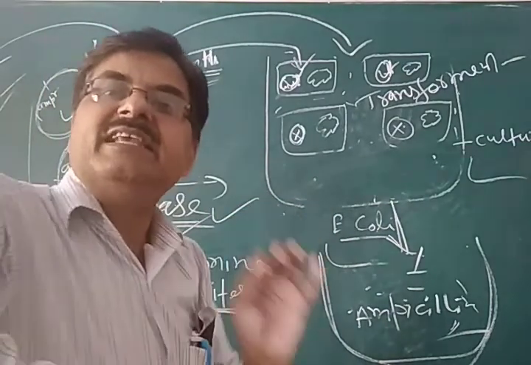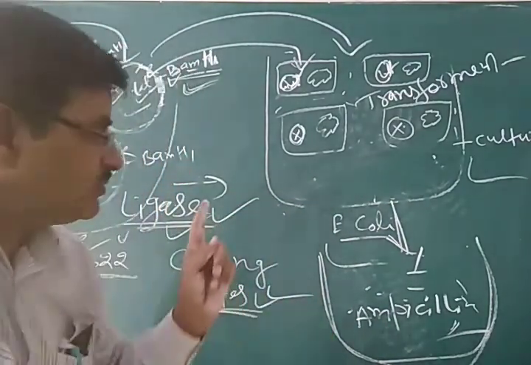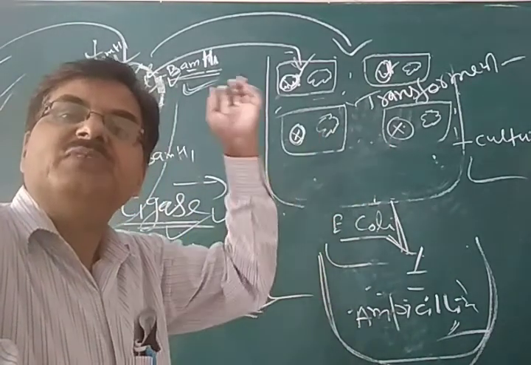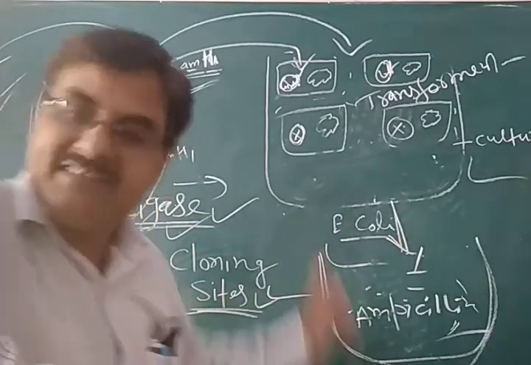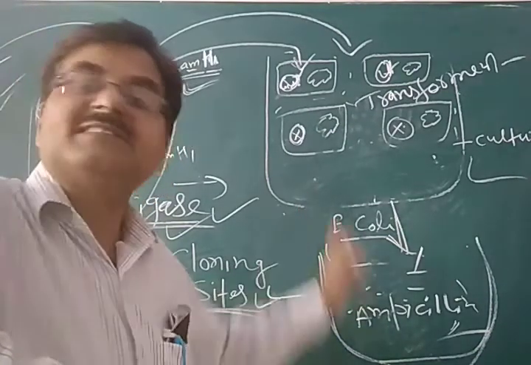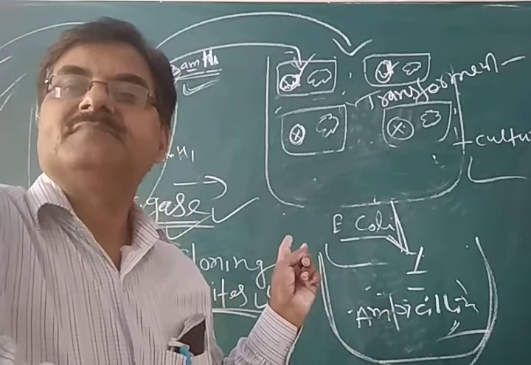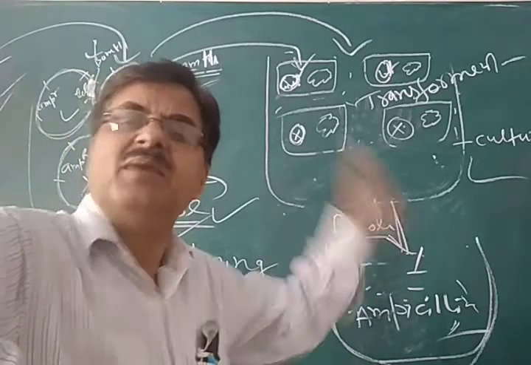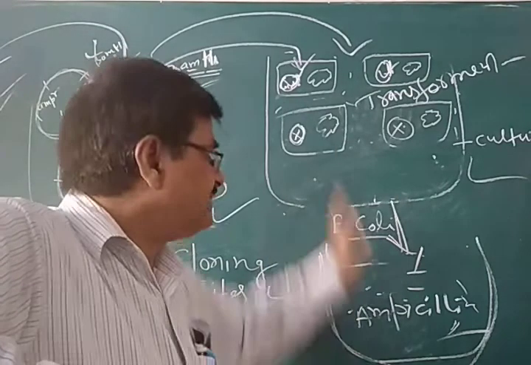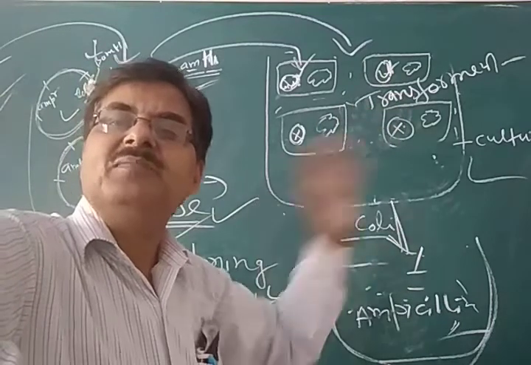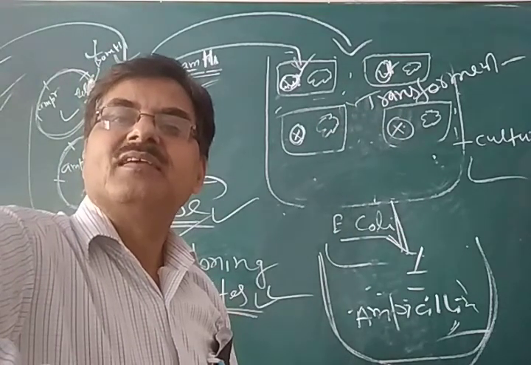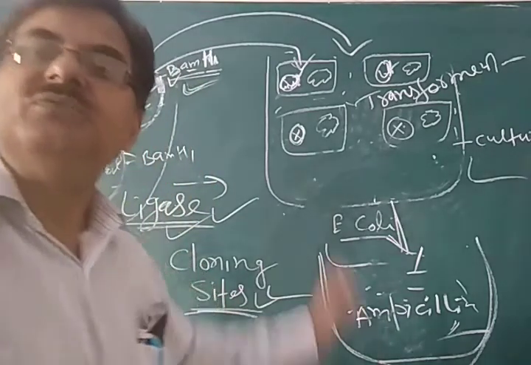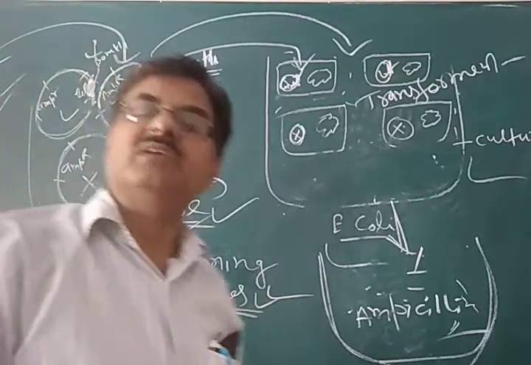It means the ampicillin resistance gene helps to identify transformants from non-transformants. So ampicillin acts as the selectable marker. In this process, the ampicillin resistance gene acts as the selectable marker because it helps to differentiate transformant from non-transformant. In this way, we can select which one is the transformant and which one is the non-transformant.